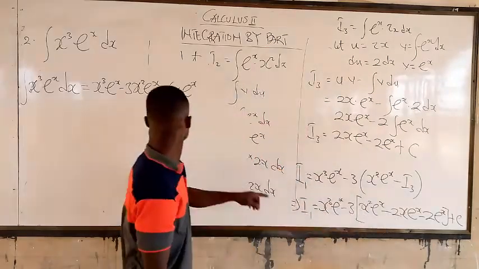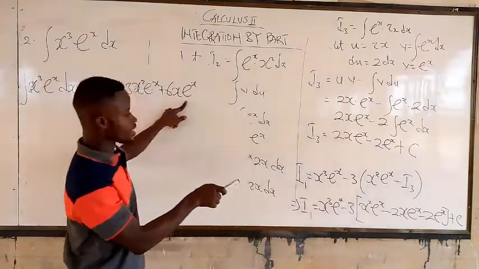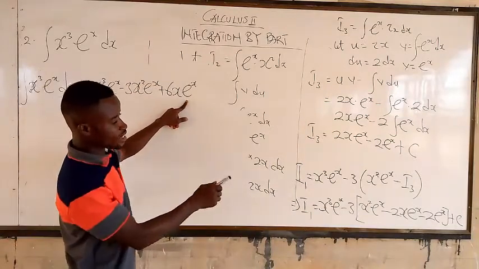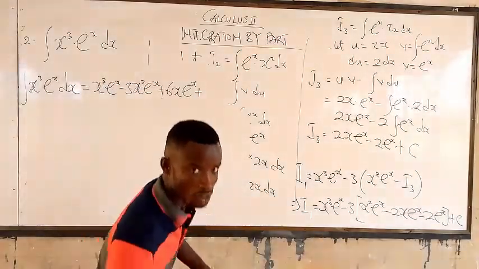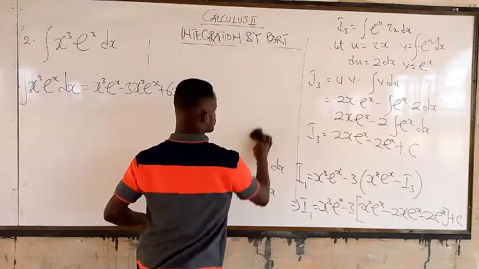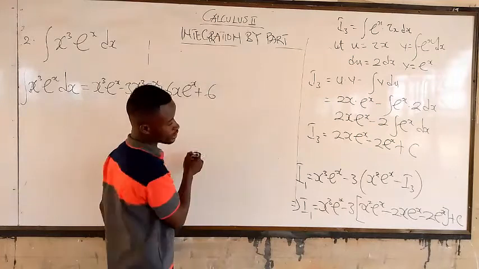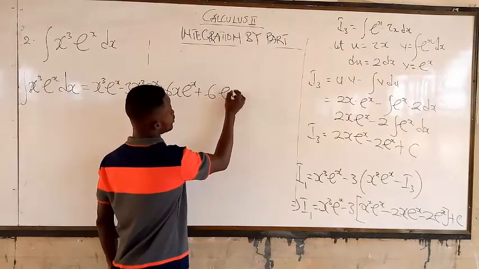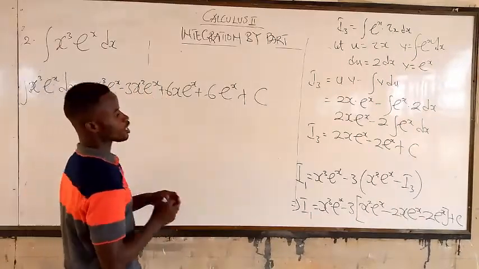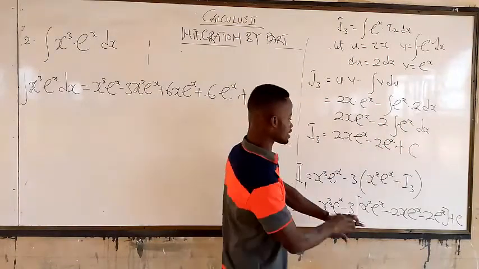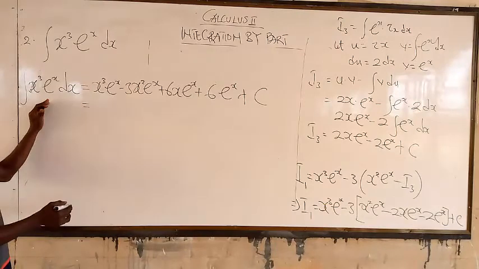Alright, so 6s, because 3 multiplied this, you get 2, so 6s e raised to the power s. Then negative will affect this one. So we also get plus, follow, you will also get plus 6, another 6 e raised to the power s. Then the last one is plus what? C. You can choose not to even bring this plus C, but after everything, then you add the plus C. So this is what we get for the integral of this.